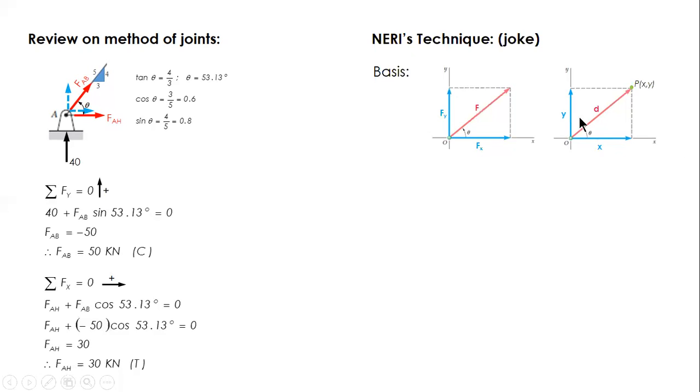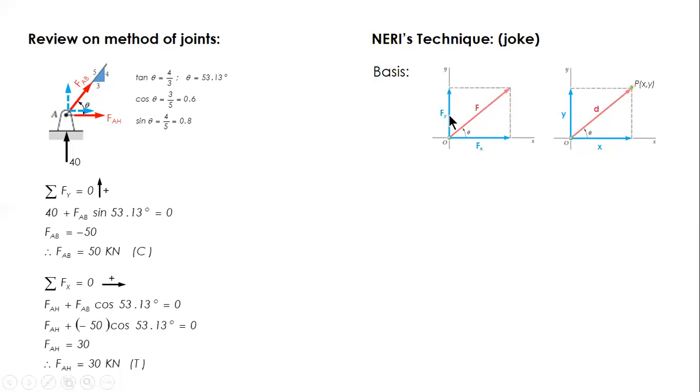Also, a force can also be defined by 2 points on its line of action. So we have these 2 points, the origin 0, 0, and another point P with coordinates X and Y. So in constructing the rectangle, by plotting from the origin, that's X and then Y. And the distance between the 2 points, you have D.